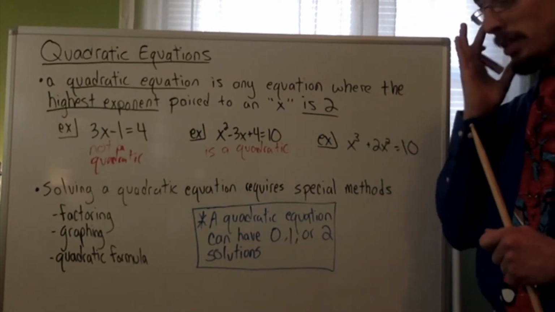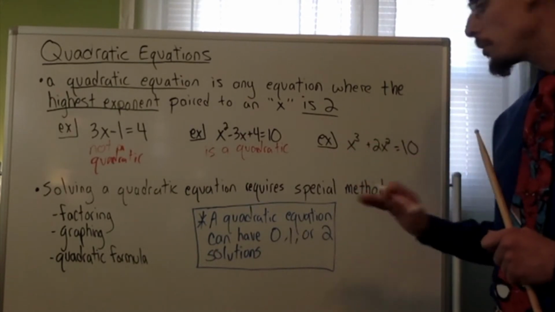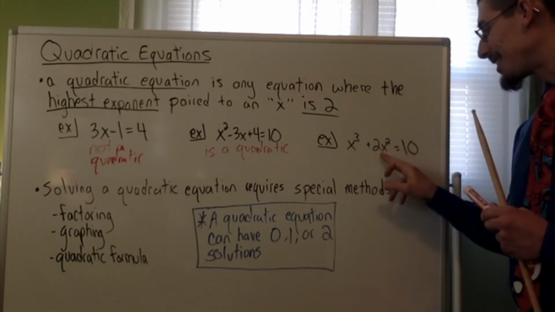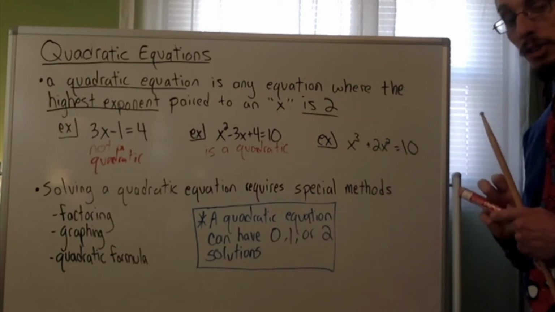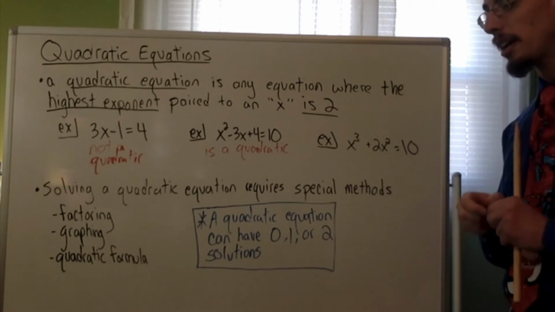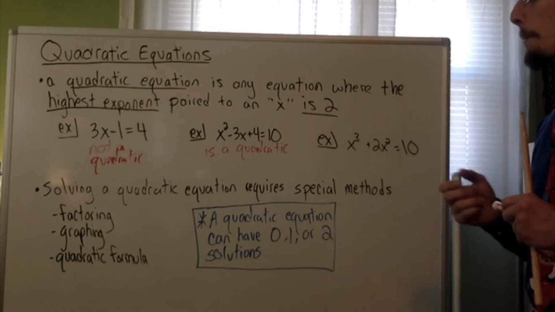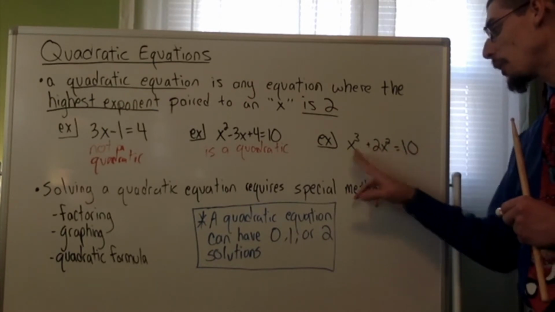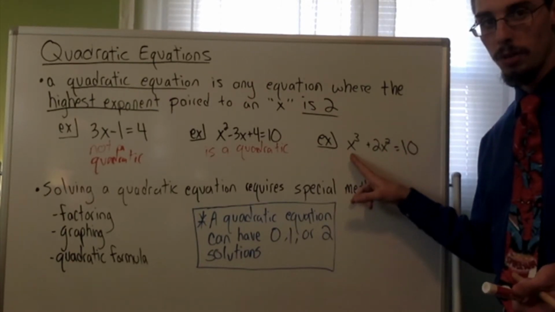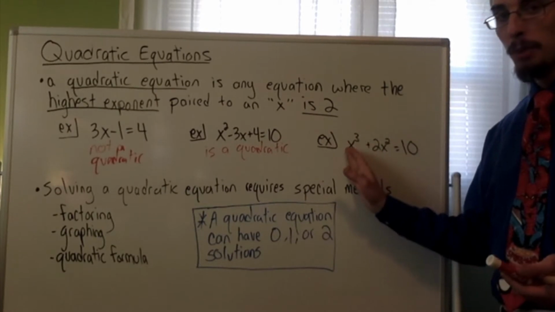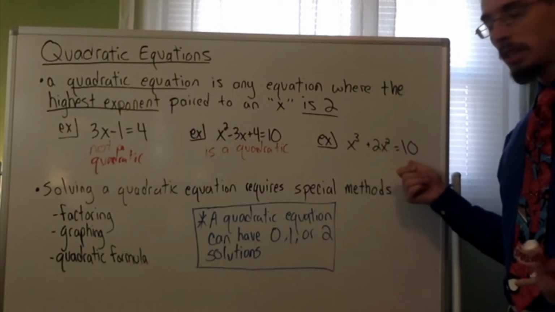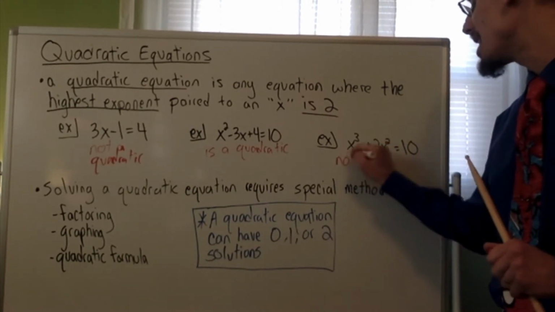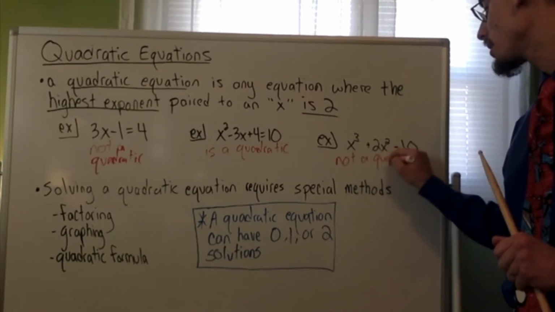And this last one that I see, x cubed plus 2x squared equals 10. I see an x squared, so I might think that this is a quadratic equation. But the highest exponent that I see here is not x squared, it's actually x cubed. Since the highest exponent is x cubed, you can't really call this a quadratic equation. So this one is not a quadratic.